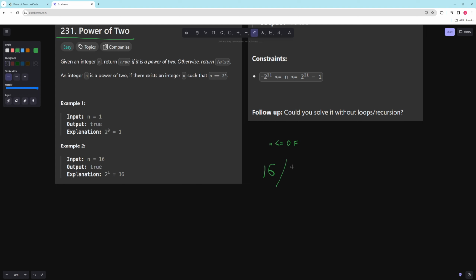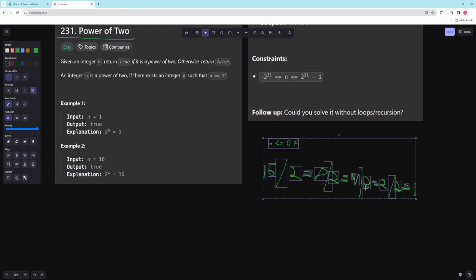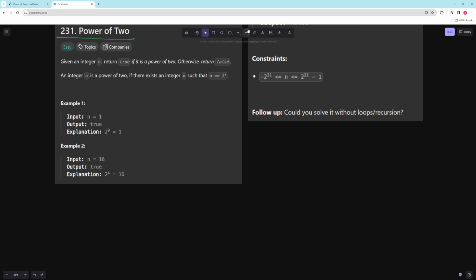So we can say 16 divided by 2 is 8, that's even, so let's divide by 2 again, that's 4, that's even. Let's divide by 2 again, that's 2, that's even, and then let's divide by 2 again and get 1. So we got down to 2 to the 0, and then every number bigger than 2 to the 0 has to be even. So if you get a fraction or anything, then you know you failed. So that's another way.